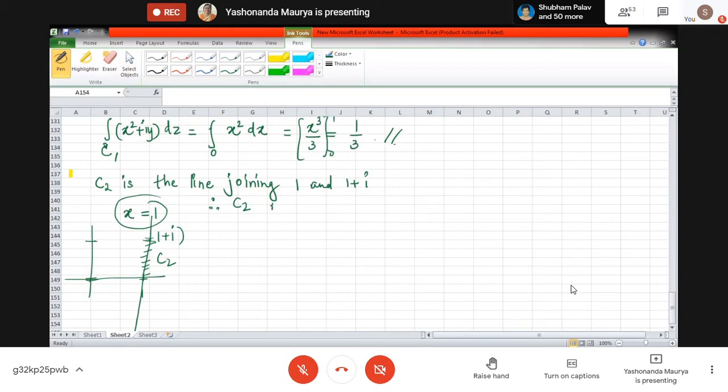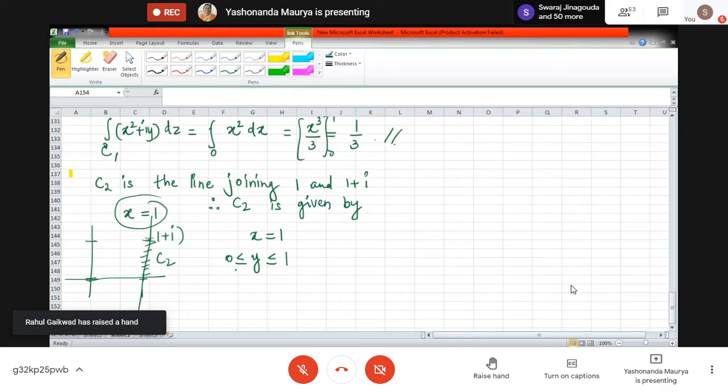Therefore C2 is given by x is equal to 1 and the variation for y is from 0 to 1. It's just a coincidence that every time the variation we are getting is from 0 to 1. That may not be the case always. Having said this, now we can simplify the function.